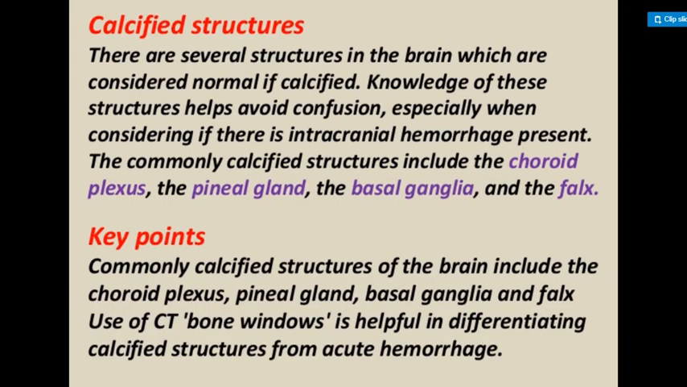Calcified structures. There are several structures in the brain which are considered normal if calcified. Knowledge of these structures helps avoid confusion, especially when considering if there is an intracranial hemorrhage present. The commonly calcified structures, we should know, include the choroid plexus, pineal gland, basal ganglia, and falx. The key points of this slide: the commonly calcified structures of the brain include the choroid plexus, pineal gland, basal ganglia, and falx. CT is helpful in differentiating calcified structures from acute hemorrhage.